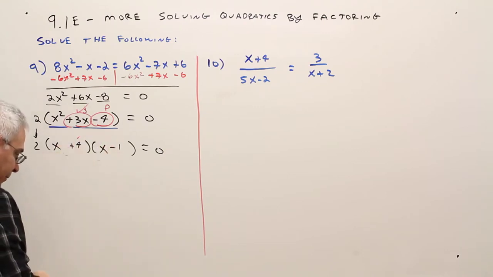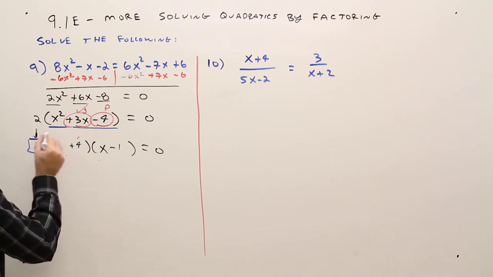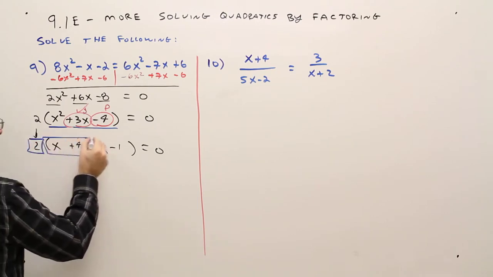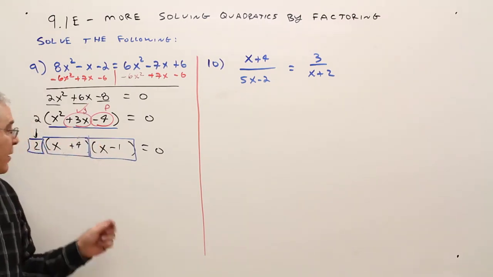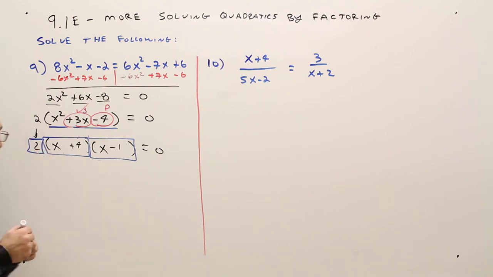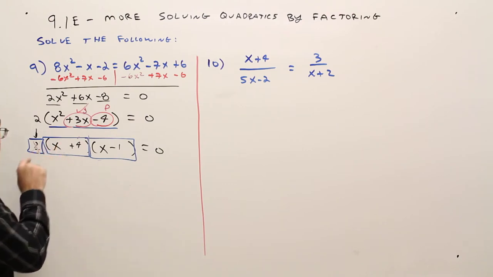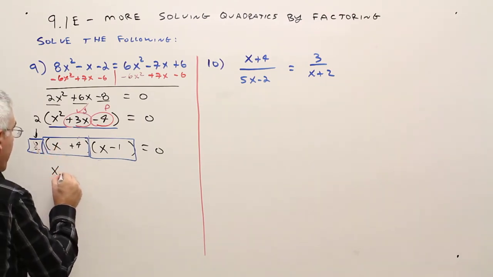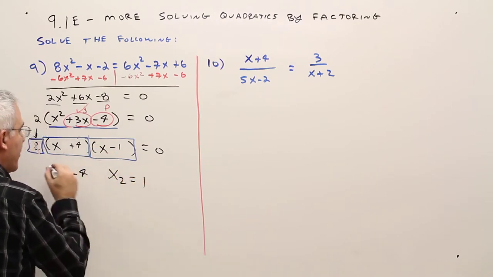What I'm going to do now is chunk all the factors. So I've got a chunk here, a chunk here, and a chunk here. Now, for what value of x will 2 be 0? There is no such value. So basically, we can cancel that one out as far as the solutions are concerned. I could do this one in my head. For what value of x makes that chunk be 0? Well, x sub 1 is negative 4. Over here, x sub 2 is positive 1.